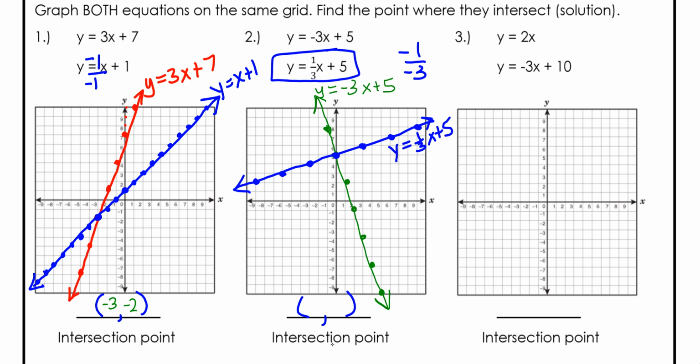Now I have to answer my final question, which is what is the point of intersection? So that was right here on the y-axis at the y-intercept, which is 0, 5.